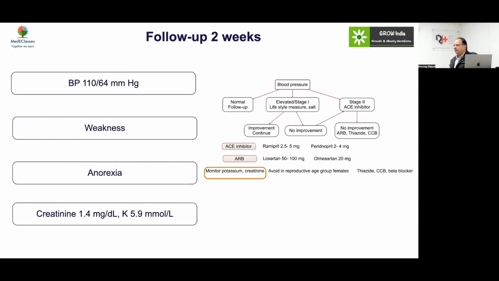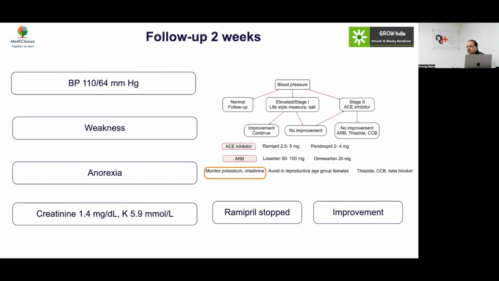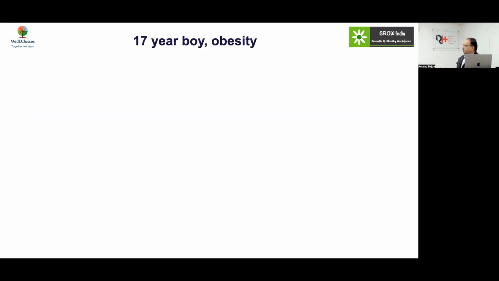We had a child with type 1 who within 2 days developed a very, very severe reaction to ARBs and had to be dialyzed as well. So this is something you have to be cautious about in that regard. So ramipril was stopped. And in that scenario, there was clinical improvement subsequently.